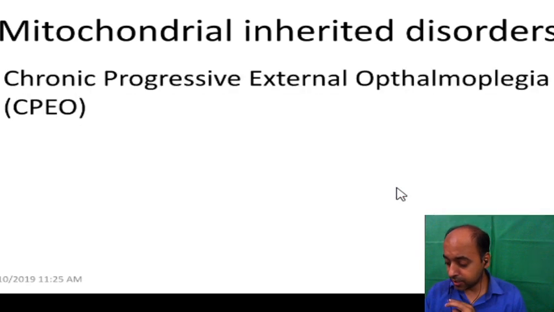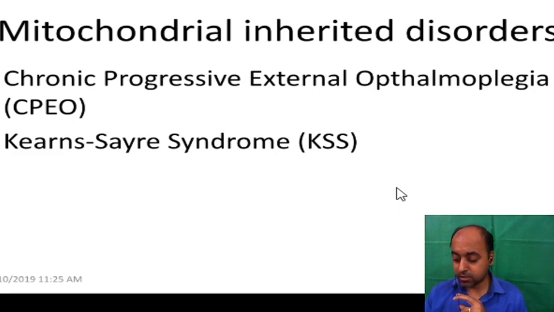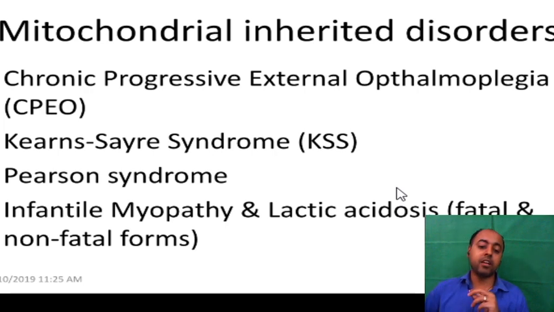In addition, we have the chronic progressive external ophthalmoplegia, the Kearns-Sayre syndrome, the Pearson syndrome, and the infantile myopathy. So this is the exhaustive list of the mitochondrial disorders which you must know the names. Details of these disorders are not required at your level. If you know the inheritance pattern, if you know that all of them will have lactic acidosis, and if you remember the names, that should be enough to answer the question coming from the mitochondrial inherited disorders.